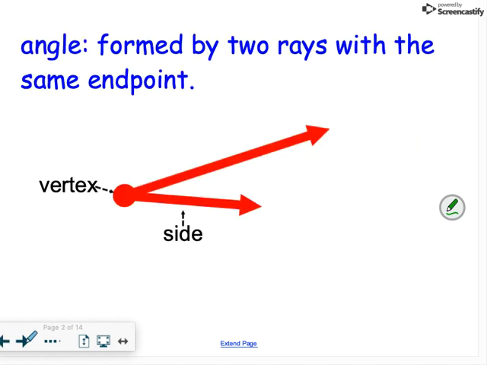So to start, what is an angle? An angle is formed by two rays that share the same endpoint. Right, if we look here, we have what is called a vertex. Here's our endpoint. And notice it is made up of two separate rays. So an angle is formed by two rays.